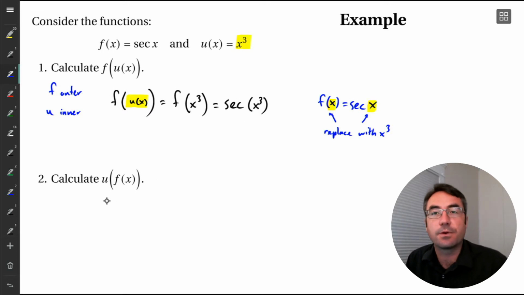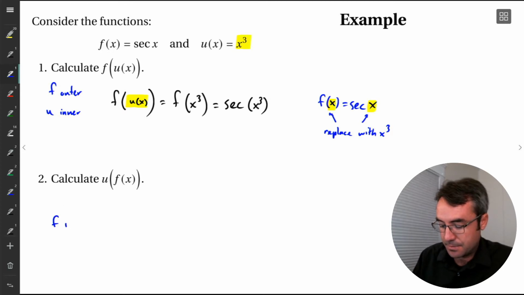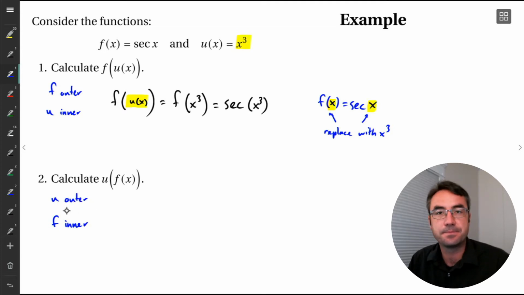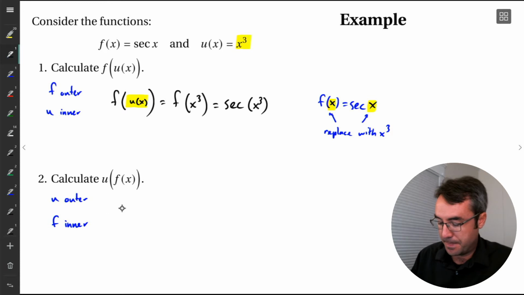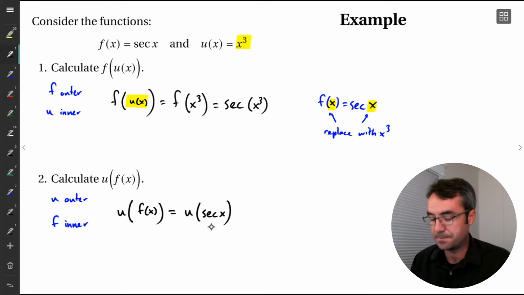Now, we're going to try another one. This time we're going to reverse the order. So instead of doing u first and then f second, now f is going to be the inner function, so we're going to do that first. And then u is going to be the outer function, so that's going to happen last. So what does this composition look like? We're going to write down our composition, u with f of x plugged in. It's the secant function, so this will be u of secant x. And so what we want to do is go up to our u function, and wherever we see an x, we want to replace it with a secant x.